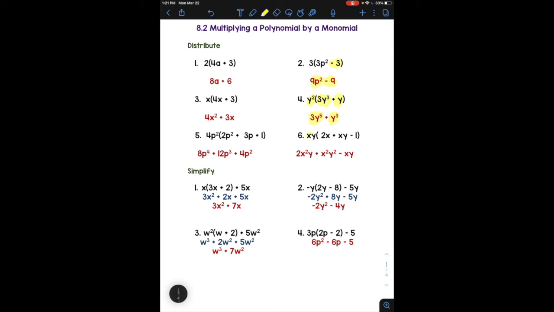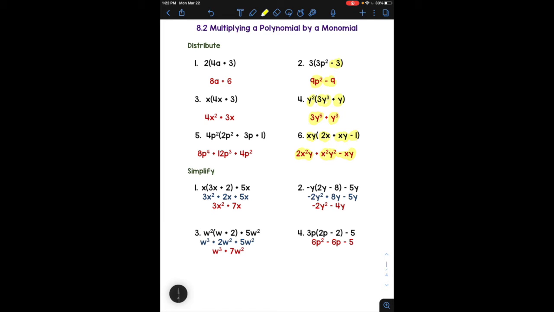Remember, when multiplying like variables, we're adding their exponents. Lastly, problem 6, xy times 2x is 2x squared y. Xy times xy is x squared y squared. And x squared times negative 1 is negative xy.